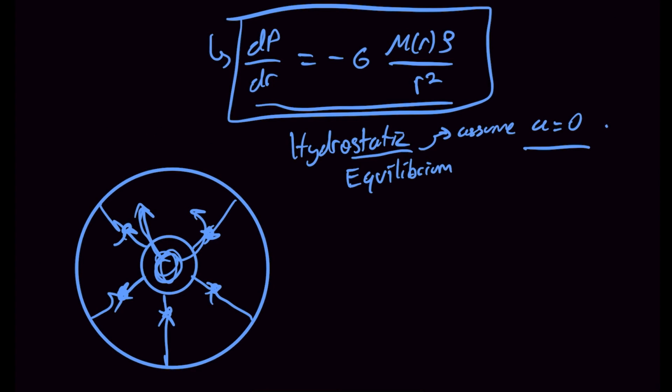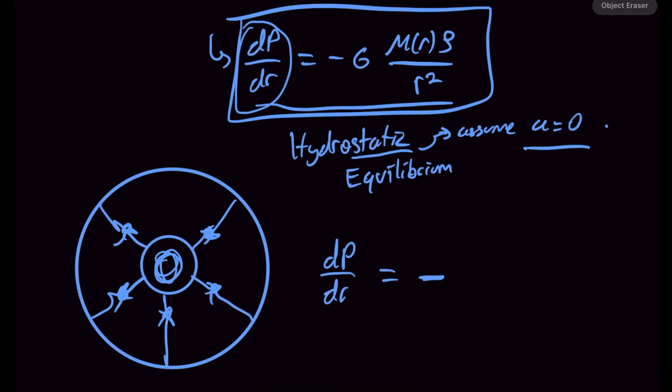So what's interesting about this equation is it doesn't say that the pressure is equal to something. It says that there is a pressure gradient. It says that the pressure is changing with radius, and it's changing in a negative way. So as you get away from the center, the pressure has to get smaller for there to be hydrostatic equilibrium. The pressure cannot be constant.